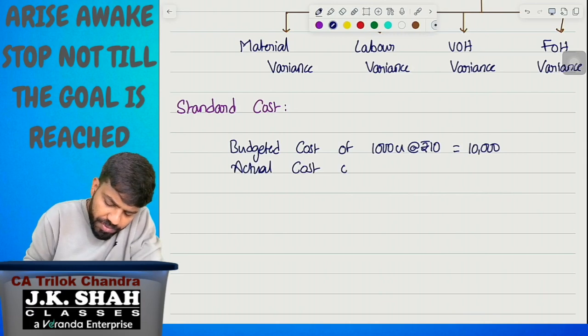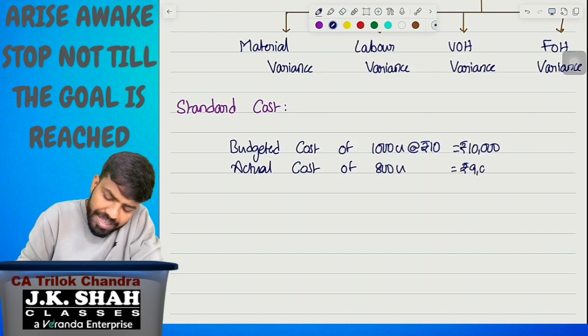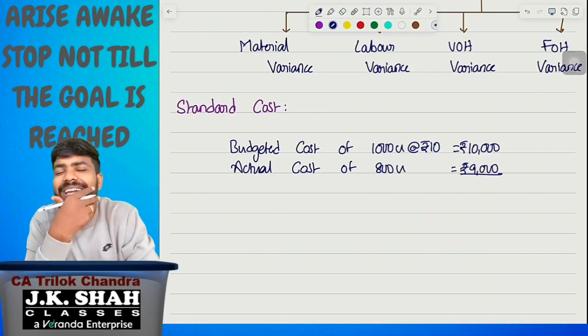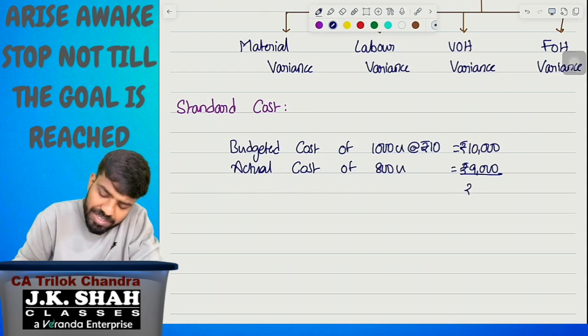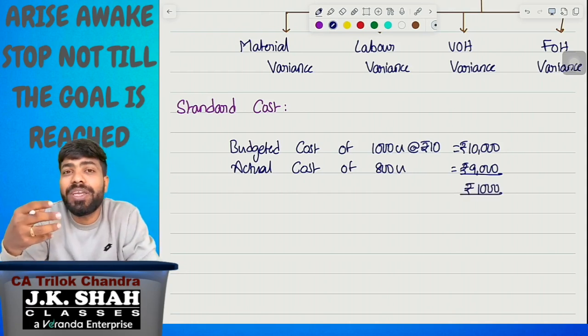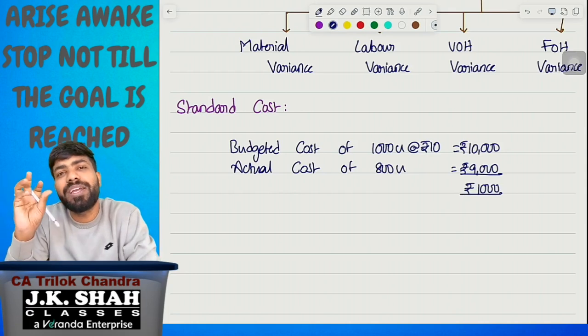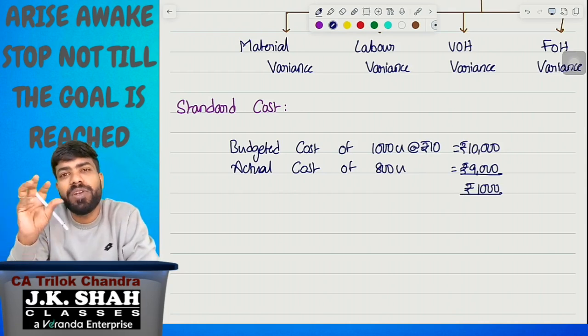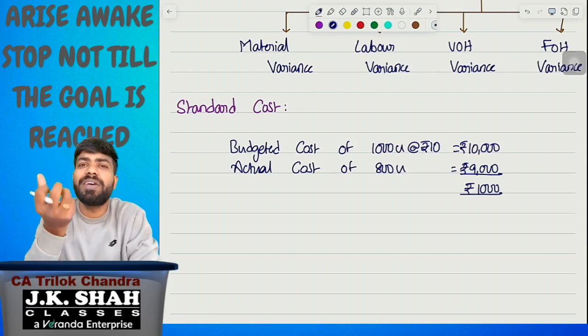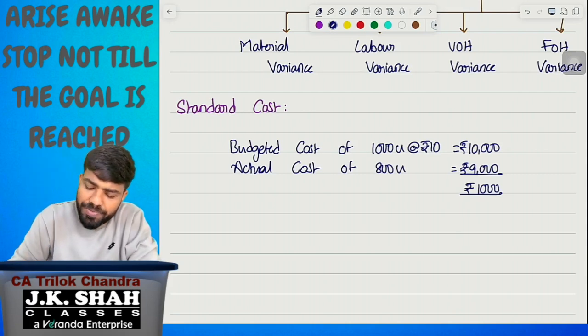Actual cost of 800 units equals 9,000 rupees. So budgeted cost is 10,000, actual cost is 9,000 rupees. So the difference is 1,000 rupees. Planned to incur 10,000, but actually incurred only 9,000. There is a savings of 1,000 rupees. This 1,000 rupees, we are going to report it as favorable.